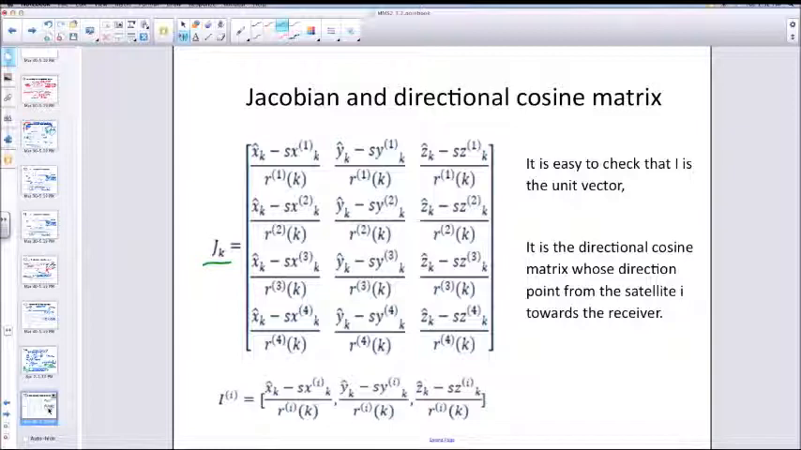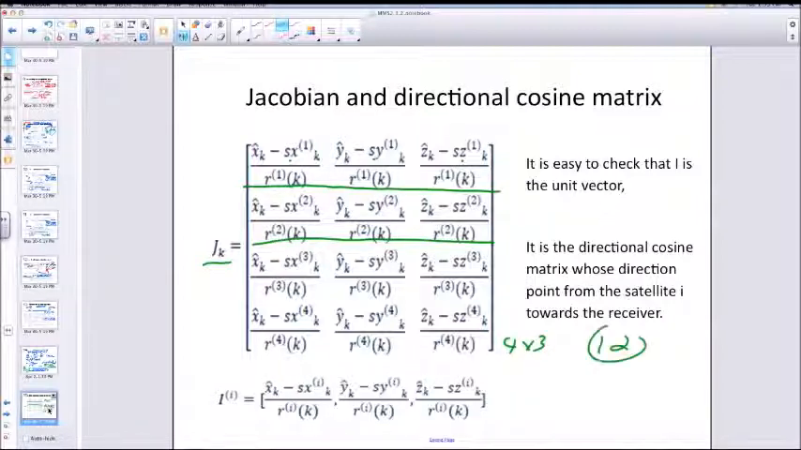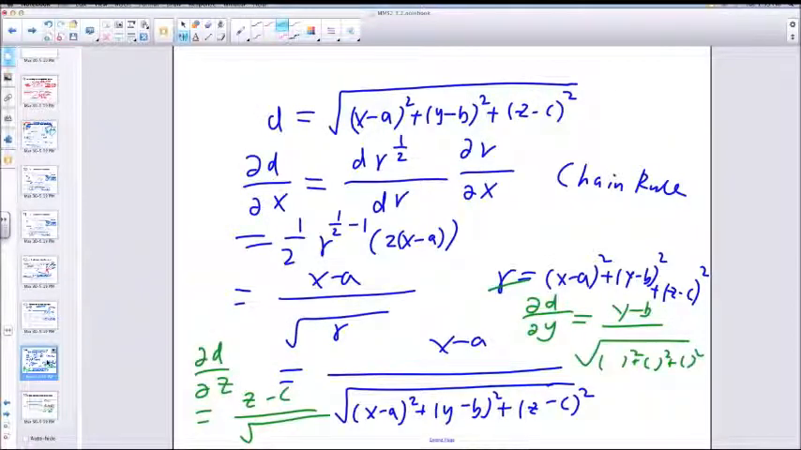The first row talks about the distance to satellite 1, that's all 1 on the top. The second row is the distance to satellite 2, satellite 3, satellite 4, and then to x, to y, to z. You see, this is going to be a 4 by 3 matrix. You get a 12, but because of the symmetry, they're all the same, right? Not that bad. As long as you understand this, everything is the same.